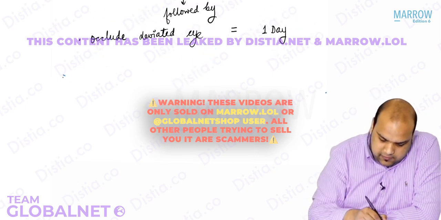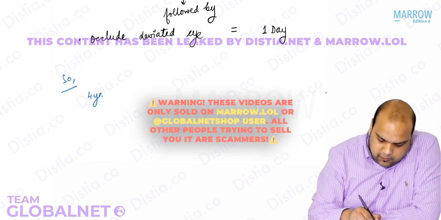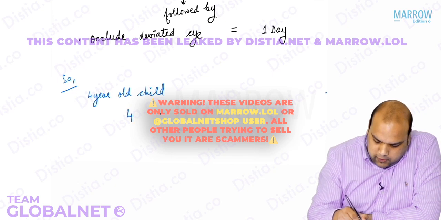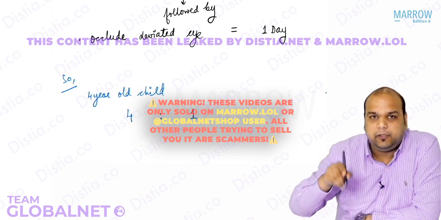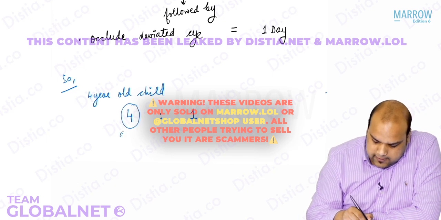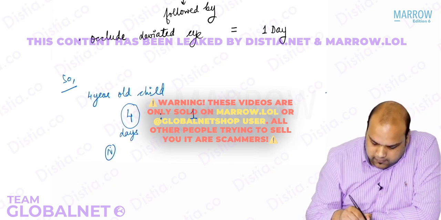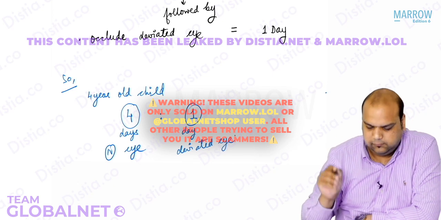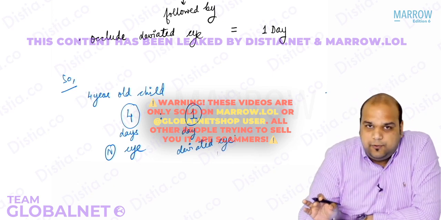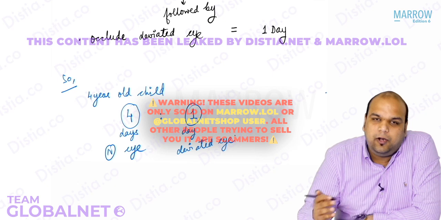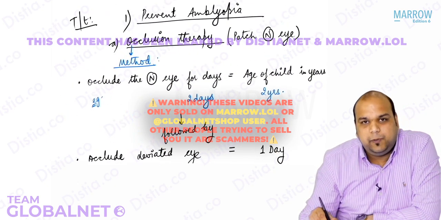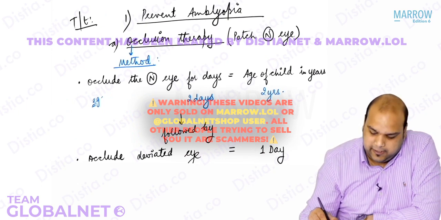So, let's say in a 4-year-old child, 4:1. This is a cycle. It will keep on continuing. 4 days, normal eye gets occluded. 1 day, deviated eye gets occluded. Are we clear about this? No confusion? So that's the method of occlusion. Alternate occlusion is done. Okay, everybody? So that's our occlusion therapy to prevent amblyopia. That's the first way we can prevent amblyopia.